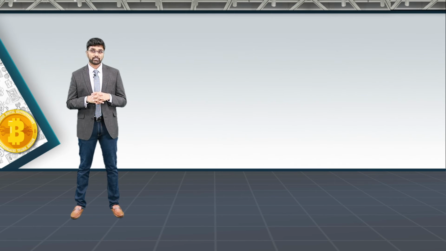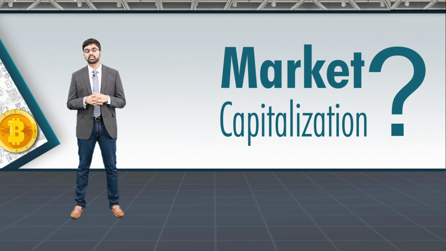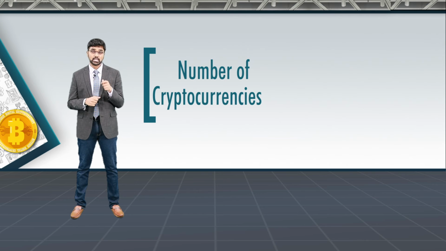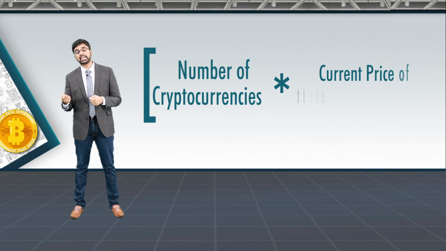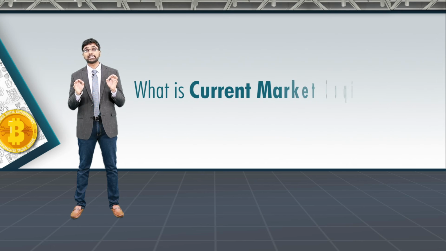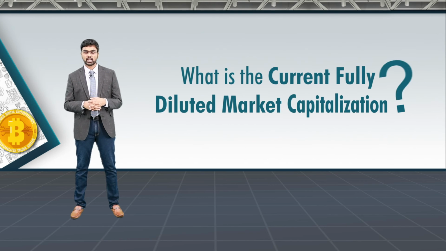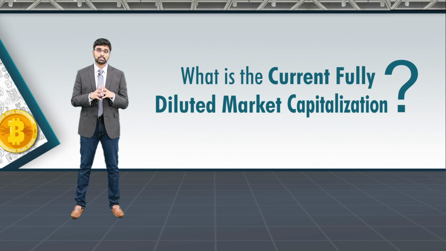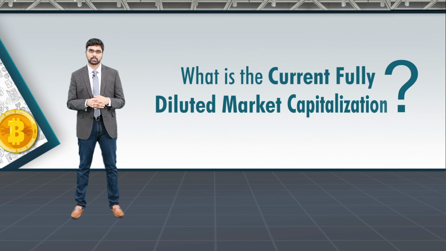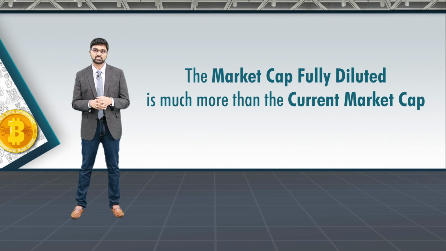The next important factor to keep in mind is the market capitalization. Now, what is market capitalization? It is the number of cryptocurrency units that exist today multiplied by the current price of that cryptocurrency. That is market capitalization. What is the current market capitalization? What is the current fully diluted market capitalization? That is, for the maximum supply, when you multiply by the price, what could be the market cap? So usually the fully diluted market cap is much more than the current market capitalization.